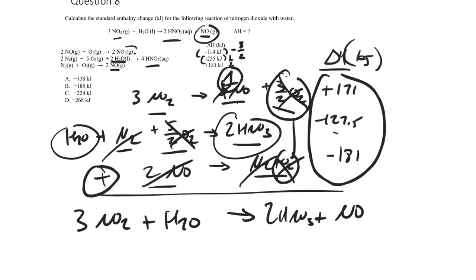So I go 171 plus negative 127.5 and then plus negative 181. That's minus 137.5. Call it minus 138 kJs.